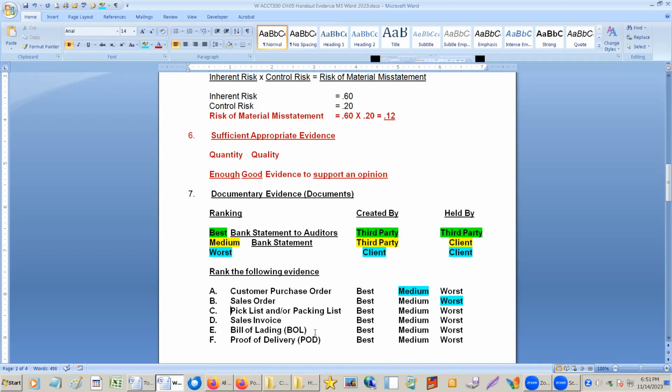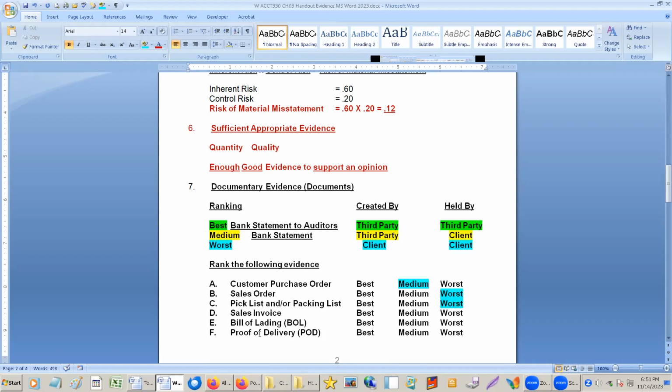Okay, how about the pick list or packing list? Who made it and who's holding it? It would be worst. Yep. Anything that's generated inside the company is going to be the worst. Sales invoice. Medium? Probably the worst. This is when they make up the invoice, and notice that they could make up a fictitious sale order, a fictitious pick list, and a fictitious sales invoice, and say, "Here you go, there's our sale."